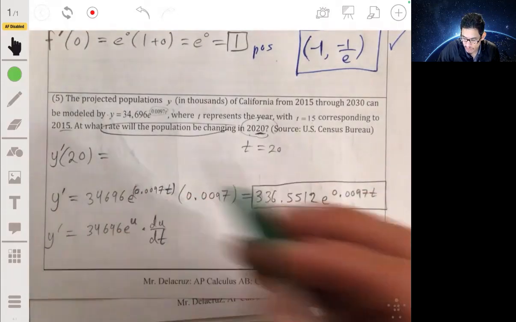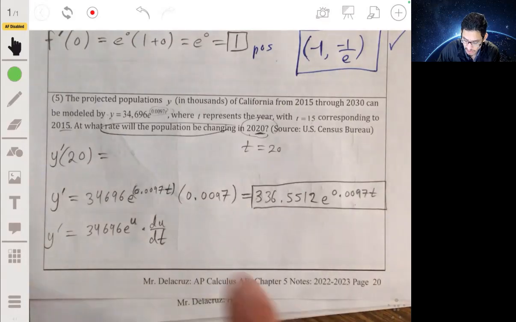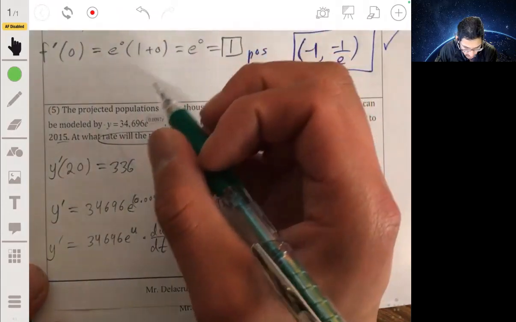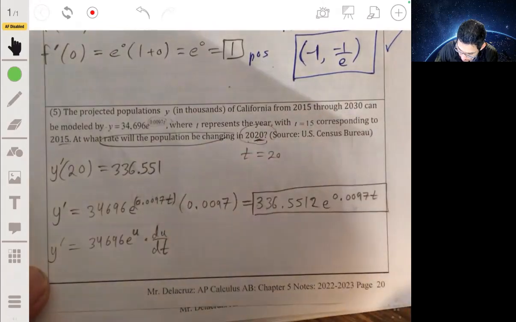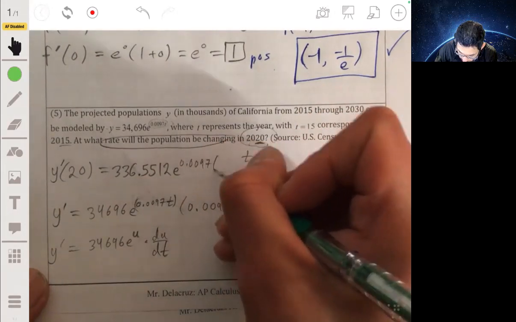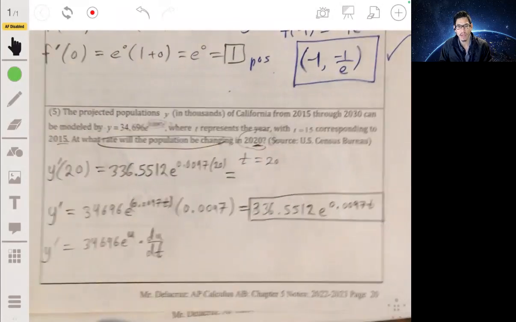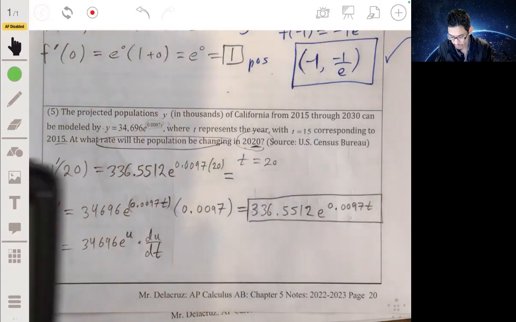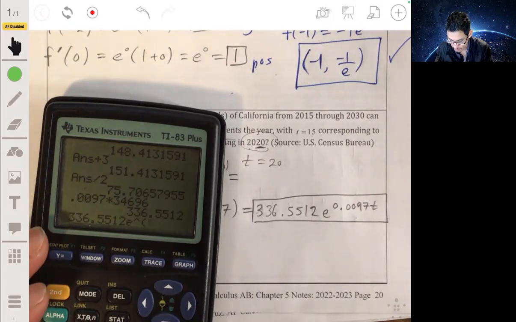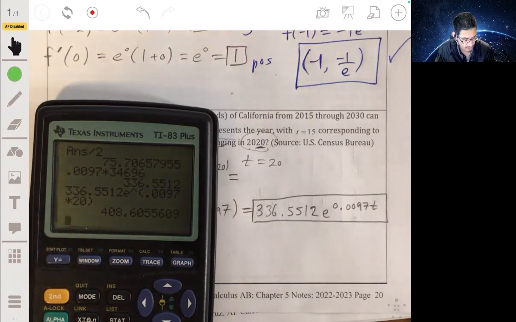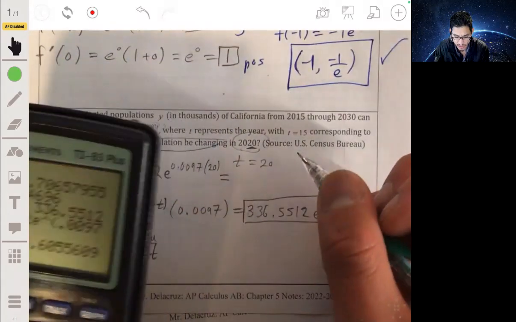Okay, and then if we want to find y prime of 20, let's evaluate this at 20. So we're going to basically plug 20 in there. So we're going to have 336.55112 e to the 0.0097 times 20. Let's see what we get. And hopefully I didn't make a mistake. And I got 408.60.